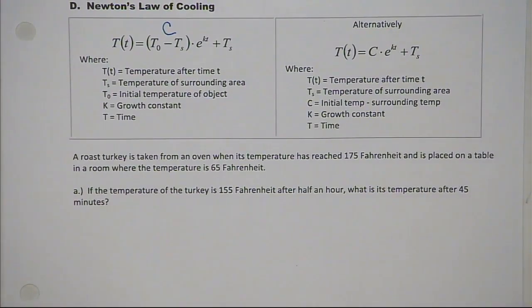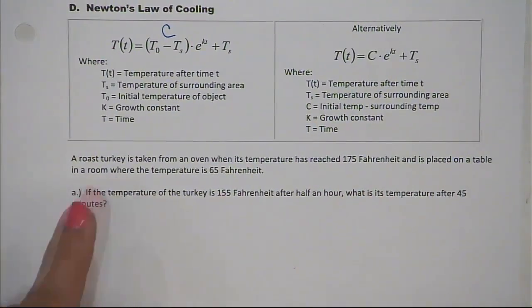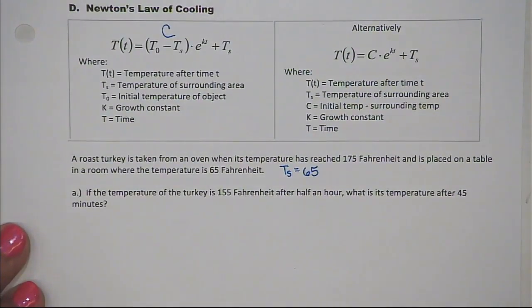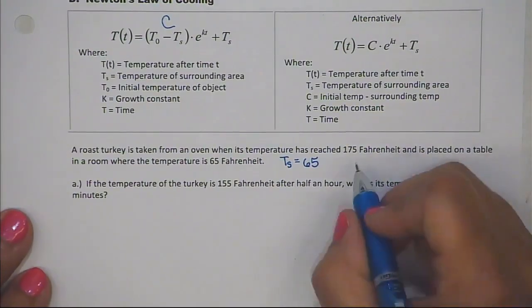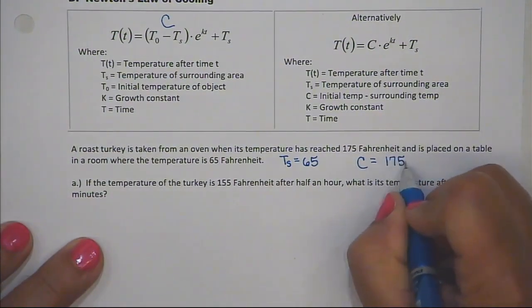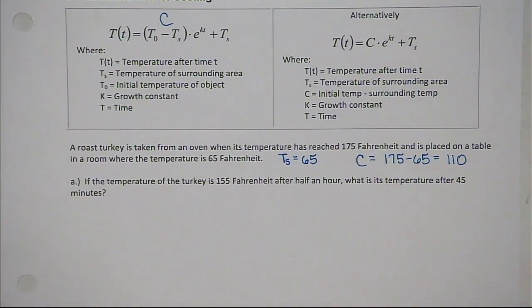All right, so in this problem, we have a roast turkey. We're taking it out of an oven when the turkey's temperature reaches 175 degrees Fahrenheit, and then it's placed on a table in a room where the temperature is 65 degrees. So T sub S, the surrounding temperature, is 65. That's the surrounding temperature of the room. What is C? What are we going to put in our formula? That's the initial temperature minus the surrounding temperature: 175 minus 65. So 175 was the temperature of the turkey, but the room is 65 degrees. So C is going to be 110. It's the only difference. Everything else is pretty much the same.